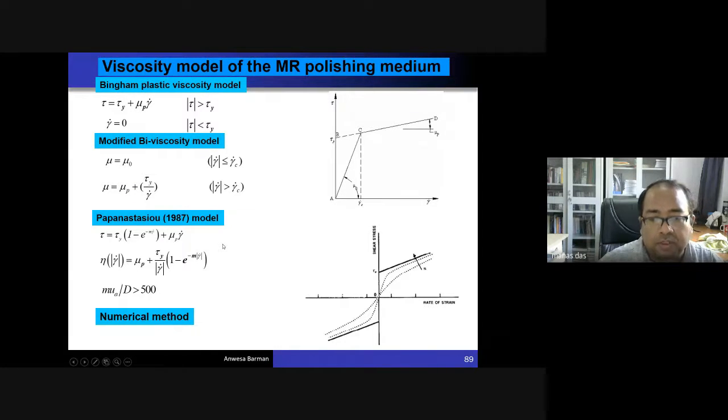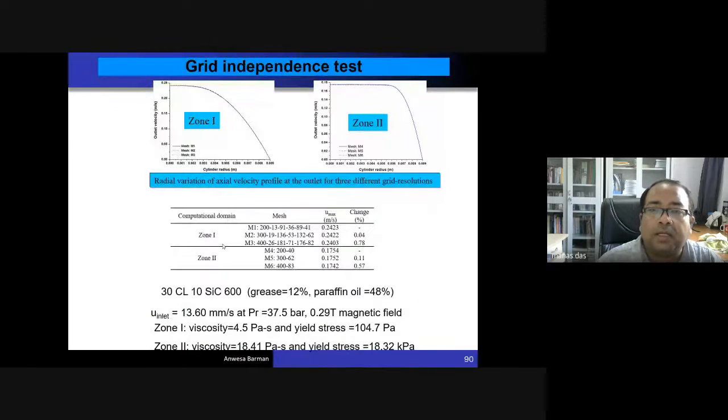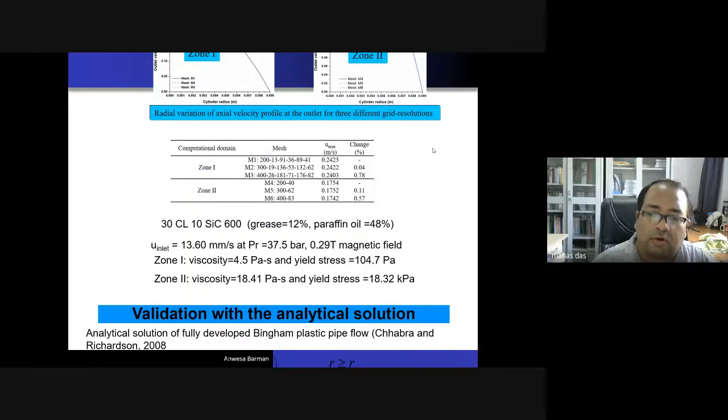So one user defined function we have used, and after that we have done a grid independent test, and we found that when the change in maximum velocity for zone 1 and zone 2 is less than 1%, we find out which grid is suitable. For zone 2 also we have done similar things for different grids. You can see there are 2 zones, and it is axisymmetric. Here is the axis of the cylinder, up to this one is the solid core, and after that is the yielded zone. It is done for a 0.5 Tesla magnetic field.